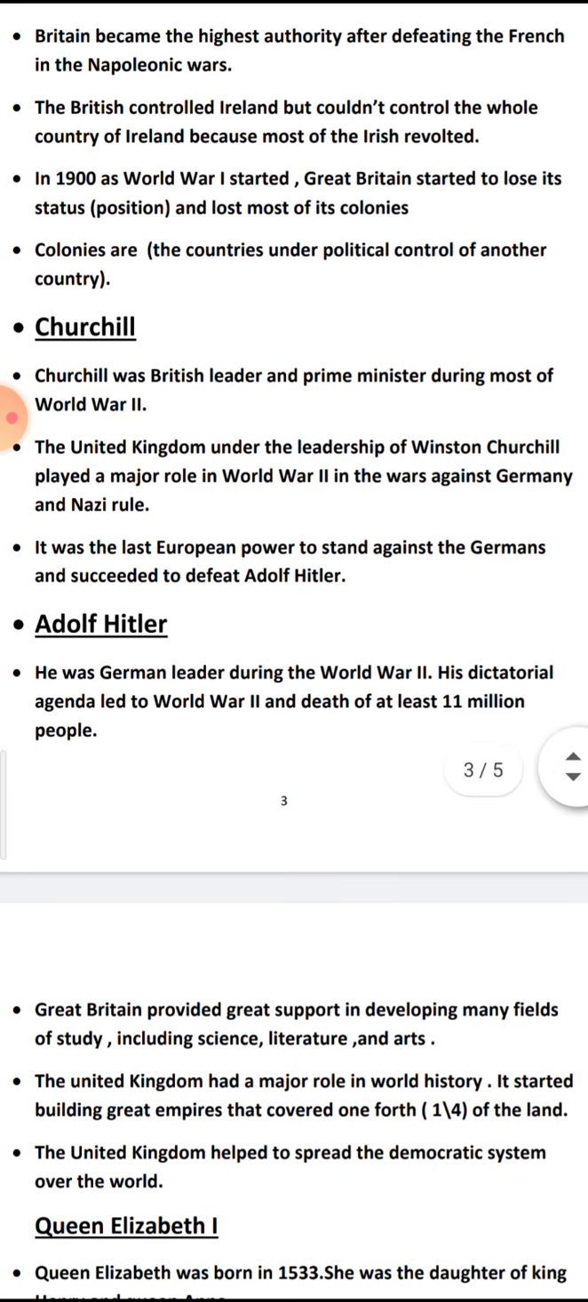Okay, in 1900, as World War I started, Great Britain started to lose its position, or its status, and lost most of its colonies. The word colonies means the countries under political control of another country. Colonies are all the countries that it controlled or took. So, colonies are the countries under political control. And in World War I, Great Britain started to lose its position.